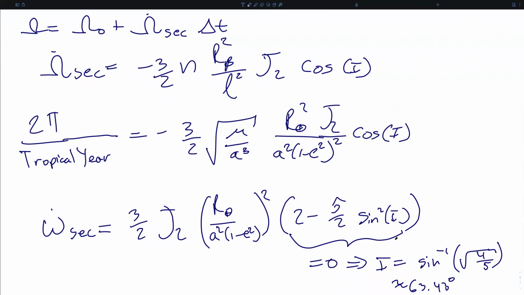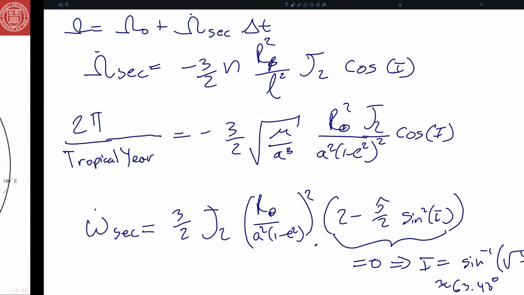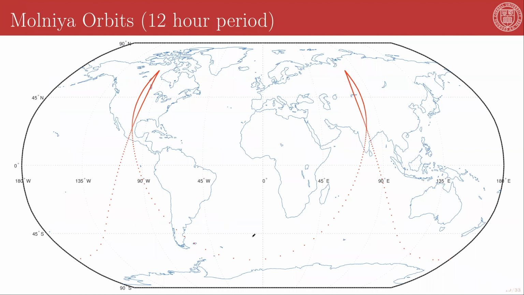This does introduce a secondary problem in that there will be a nodal regression, but you can fix that by adjusting your period. And so by fiddling with the various knobs that you have to turn, which are basically the semi-major axis and the eccentricity of the orbit, then you can get to exactly the effect that you want. And so what these orbits look like is this. This is a 12-hour Molniya designed such that its apogee is directly over the Soviet Union.